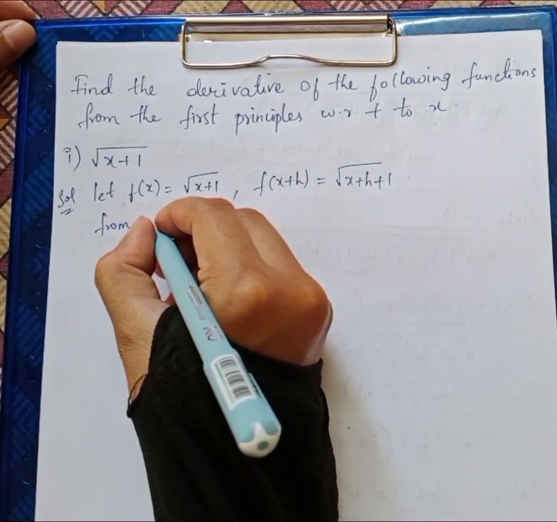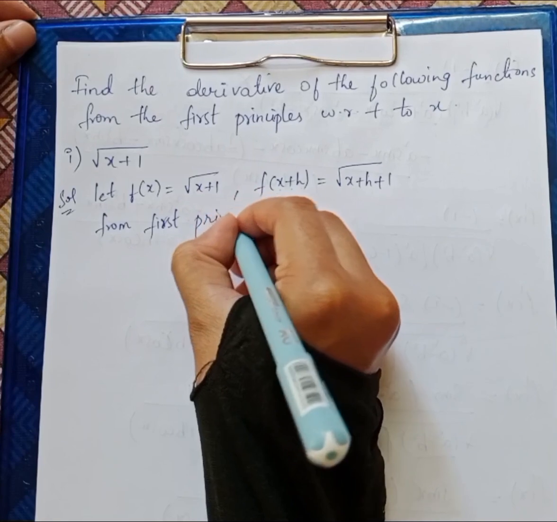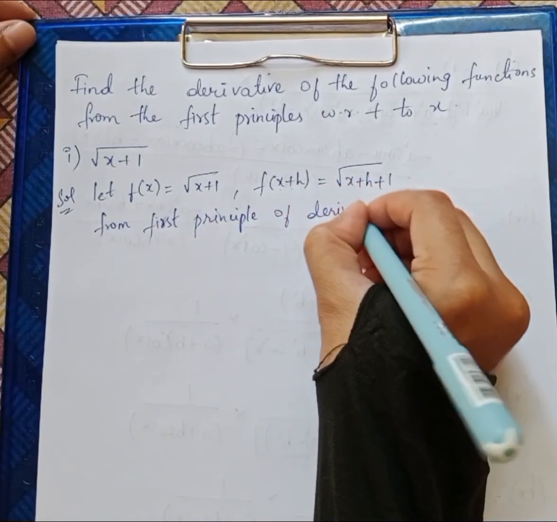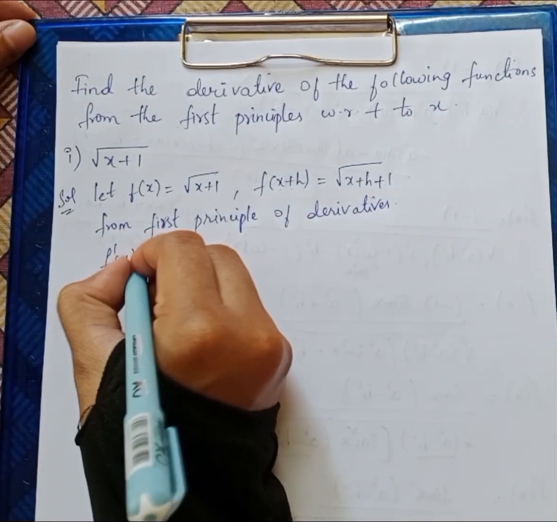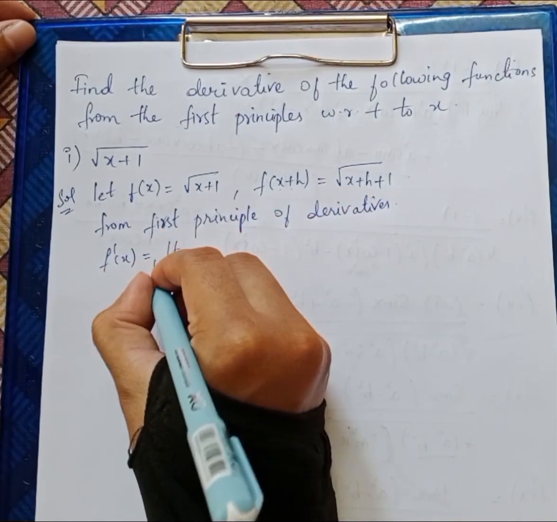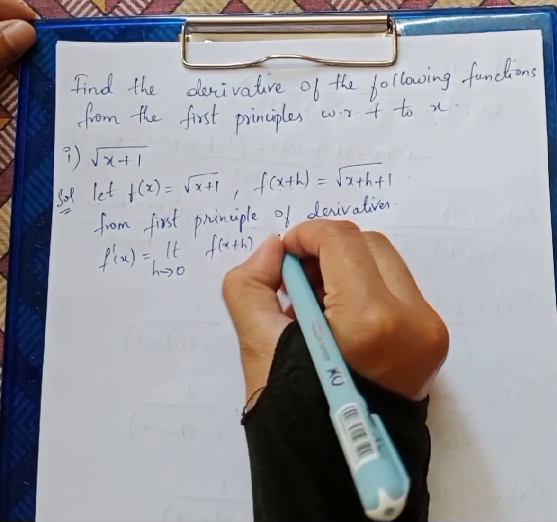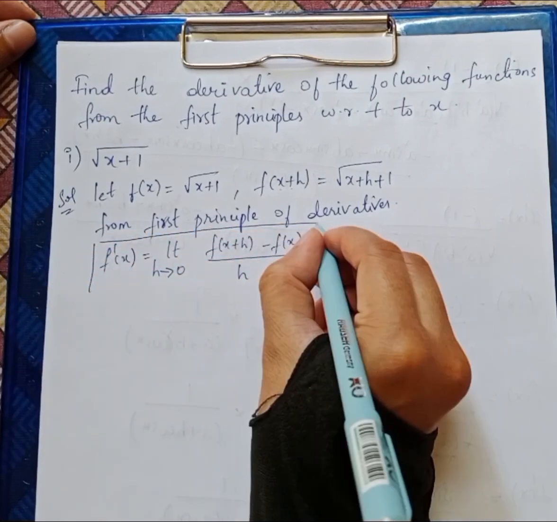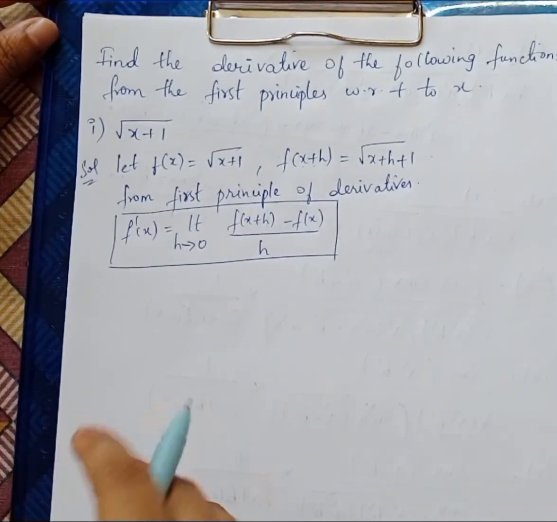From the first principle of derivatives, we can write f dash of x equals limit h tends to 0 of f of x plus h minus f of x by h. This is the formula of first principle. You have to remember this in order to solve this question.